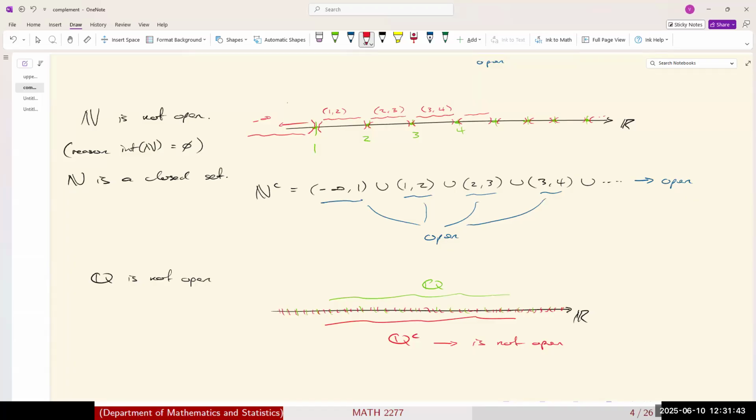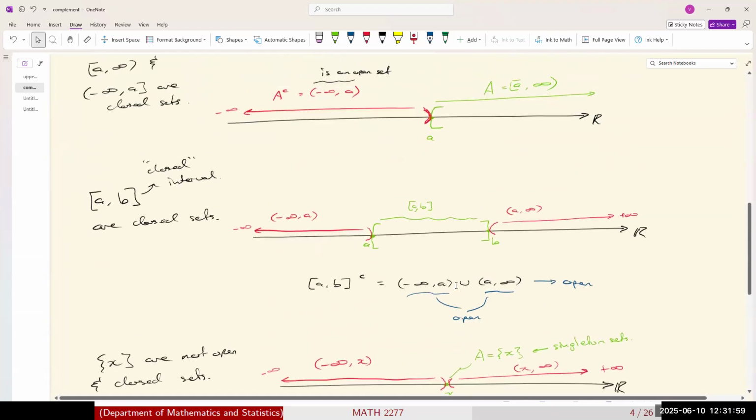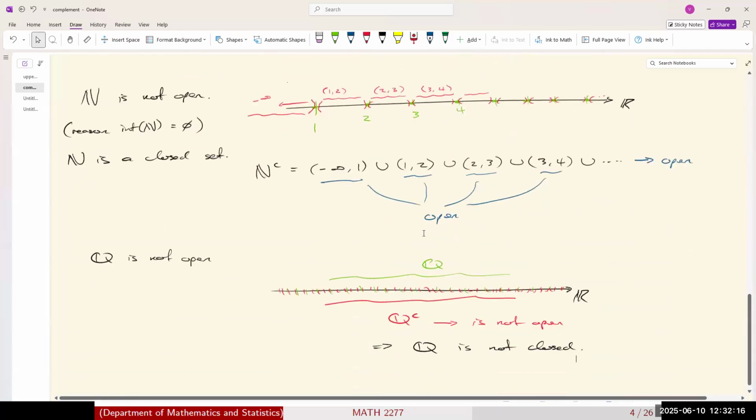And if a set is not open, so if Q^C is not open, that means that the original set without the complement is not closed. Okay, let me go back up here where I have that written. If the complement of a set is not open, then the original set without the complement is not closed. So that's the relationship between the rationals and the irrationals.